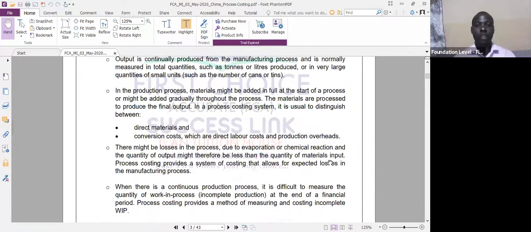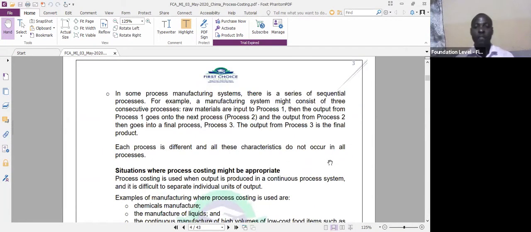So in some processes, we have process 1, process 2, and process 3. Process 2 output becomes the input of process 3, the final process. And when process 3 finishes, the output becomes the final output, the final product. So it means that it must go through all these processes.